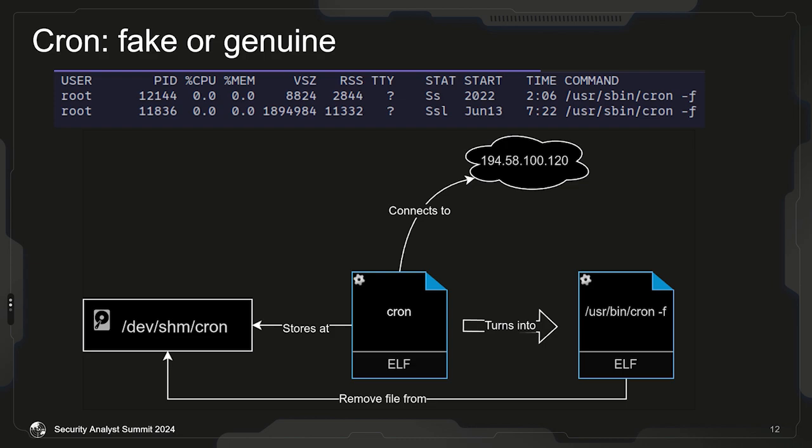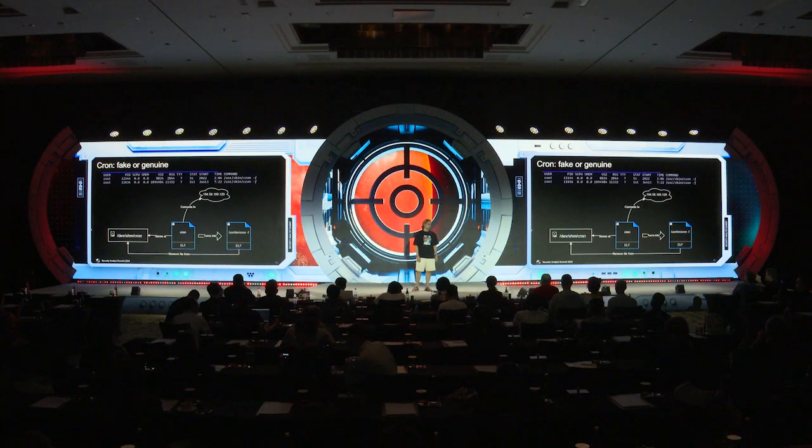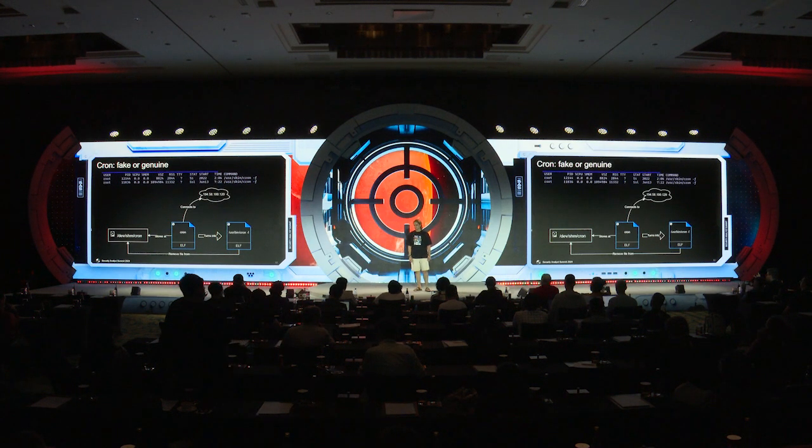The first case is a mimic of cron. In the output of the ps tool, the two processes look very similar. The only difference is the amount of consumed RAM. The Golang binary is much more greedy. Another interesting thing is that the sample is located in a shared memory directory where data is stored only in RAM.